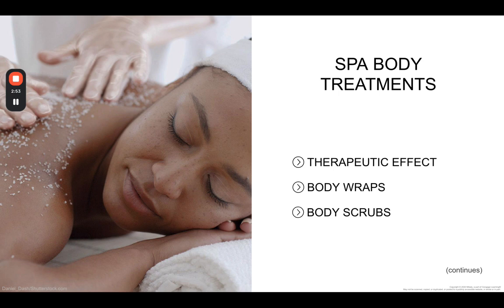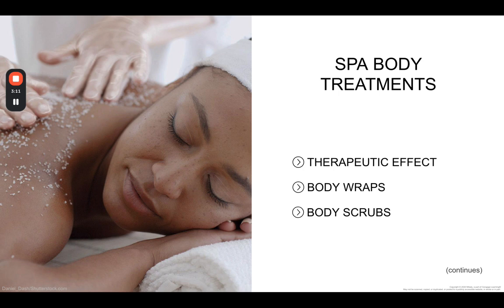Inch loss wraps, another type of wrap, are designed to flush toxins out of the body and promote inch loss. Inch loss wraps have a diuretic effect and are controversial in their effectiveness. If done properly, detoxifying the body may aid in weight reduction.